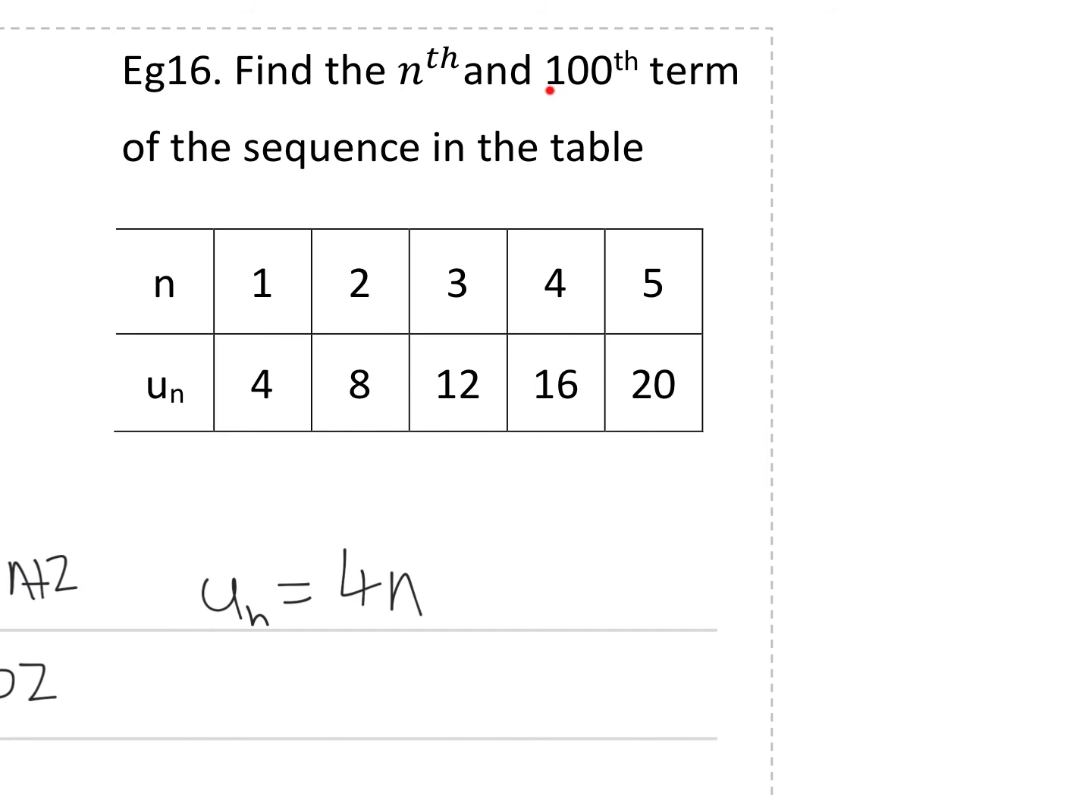And then if we want to work out the 100th term, we have to do 4 times 100. 4 times the term number, which gives us 400.